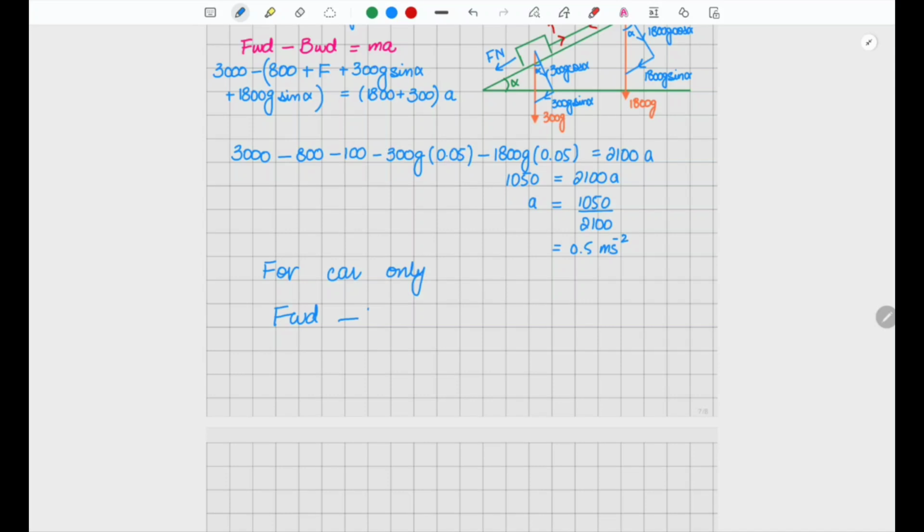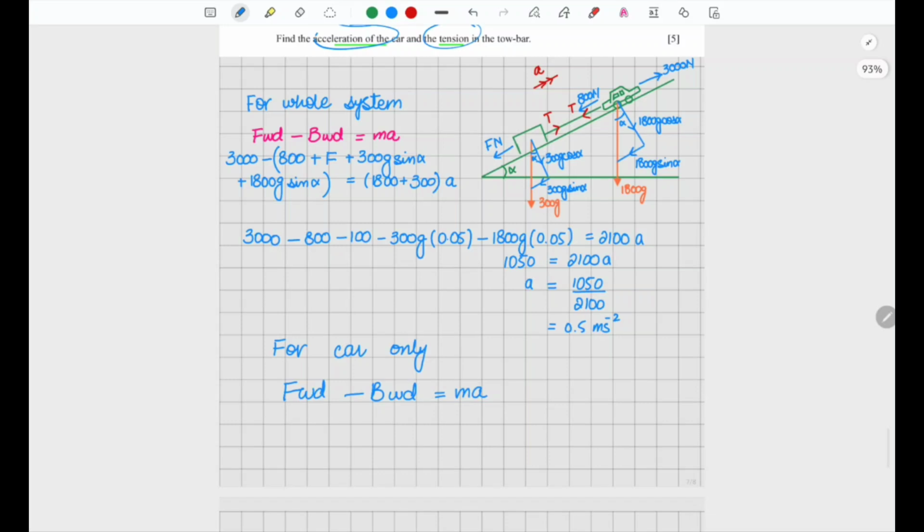Forward minus backward equals MA. So what are the forward forces for the car? 3000 newtons, and backward is 800 newtons. Also the tension.